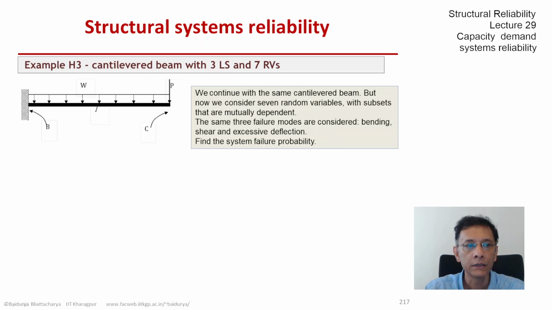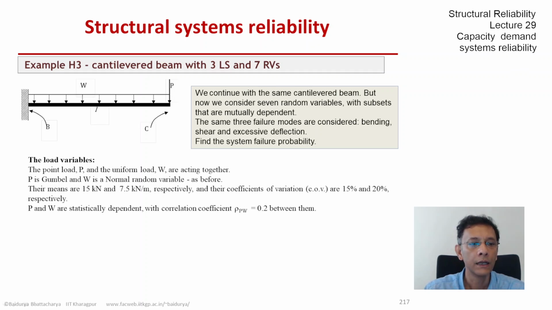Some of the numbers, some of the descriptions will be different from problem H1, and we are going to use the SI system for units. So the load variables are P and W. P is Gumbel, W is normal. However, their means are given in terms of kilonewton and kilonewton per meter, and they are dependent. So we have partial information about their dependence given in terms of their correlation coefficient, which is 0.2.